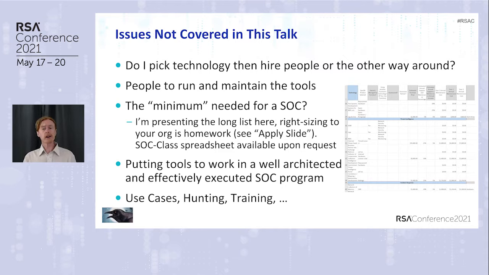Other things that I'm not going to talk about because I just really don't have time is how do I align people with the technology?